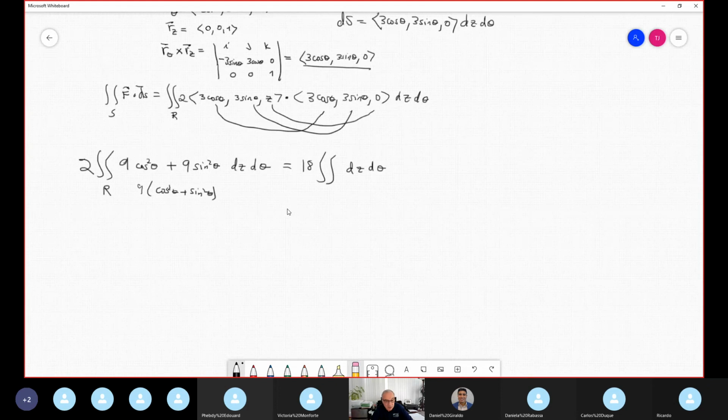Now, z varies from 0 to 5, and theta varies from 0 to 2 pi. And the answer is 180 pi, because 5 times 2 is 10, 10 times 18 is 180. This is the flux. Do you follow me, guys? Okay. I have another problem.